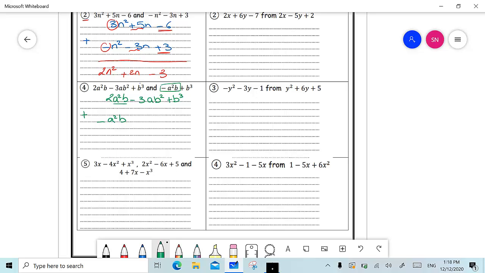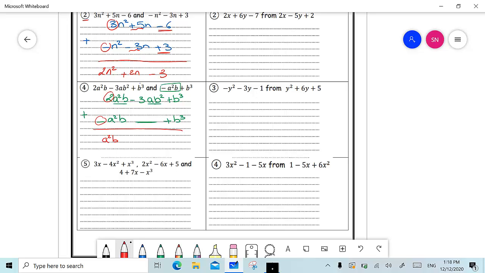And for a term having a variable of ab squared, I don't have, so I'm going to leave it empty. And then go to find the term having b to the power of 3. And here the term having b to the power of 3 is positive b to the power of 3. Now it's easy to go and add the two expressions together. Adding the coefficient of a squared b, I have 2 plus negative 1, which is equal to 1. And since the coefficient is 1, I don't write it. So I only write the variable as a squared b.